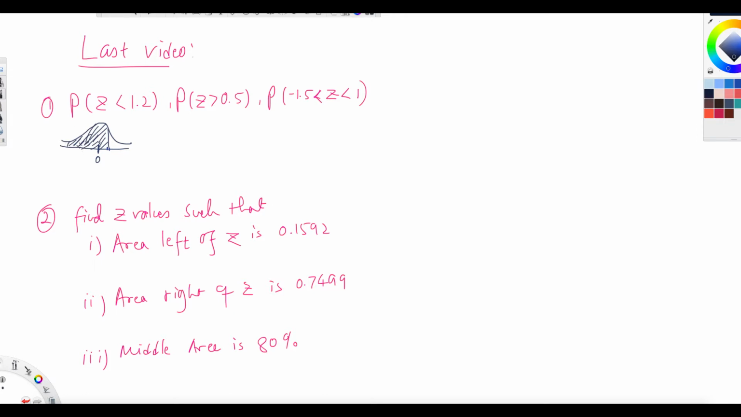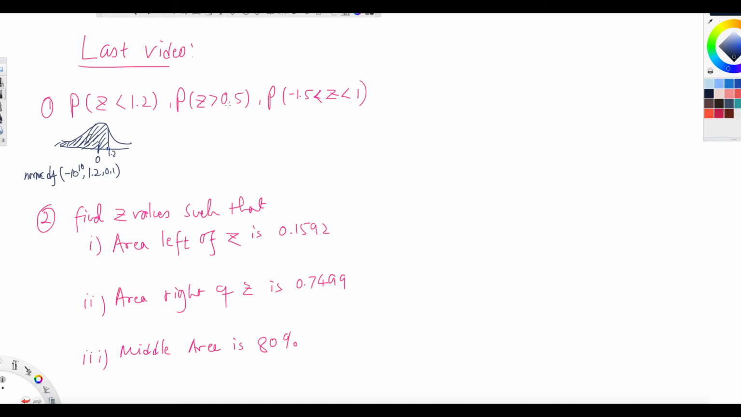What is the calculator syntax? What is the left bound? Left bound is negative 10 to the 10. So we use normal CDF, norm CDF, and then negative 10 to the 10, and then 1.2 is the right bound. And then mean is 0, sigma is 1, because this is the standard normal.